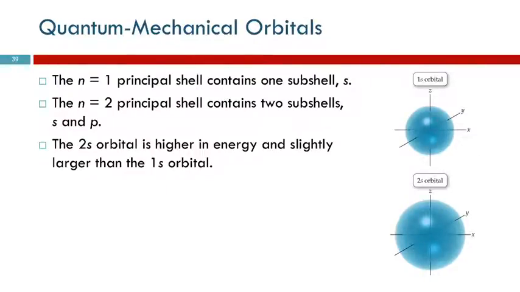So we talked about n equals 1. That principal energy level 1 only has one subshell, the s orbital. N equals 2 has two subshells, an s and a p. The 2s orbital is the same shape as the 1s. It's spherical, but it's bigger. Just like the second orbit in the Bohr model was larger, the second orbital, second level, is larger as well. So this is larger and higher in energy.